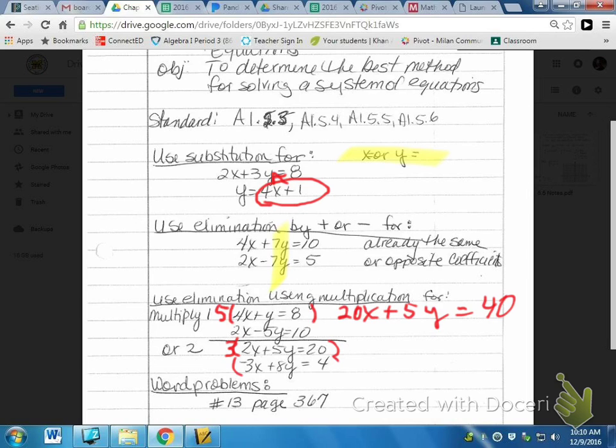Yeah, the first one by 3 and the second one by 2. Because the x's already are the opposite sign, so you might as well go with them. But there's no rule that you have to do that. If you wanted to eliminate the y's, you could have.